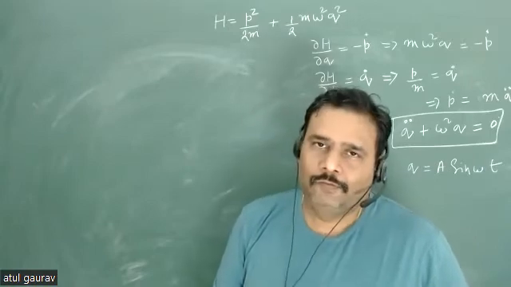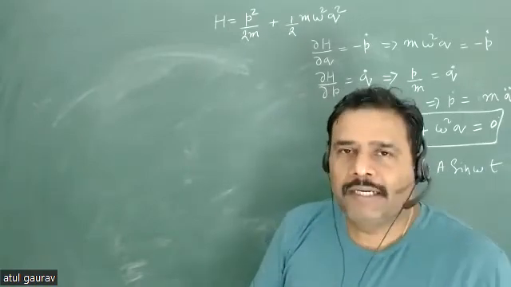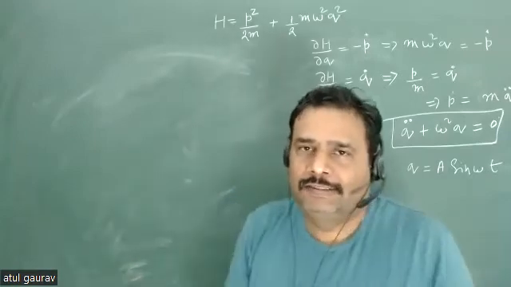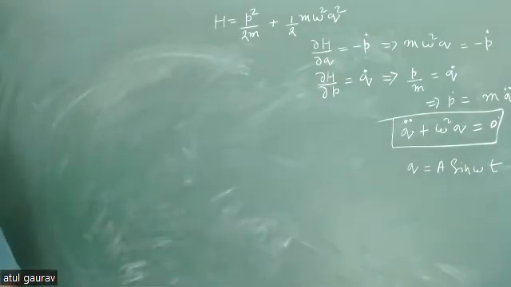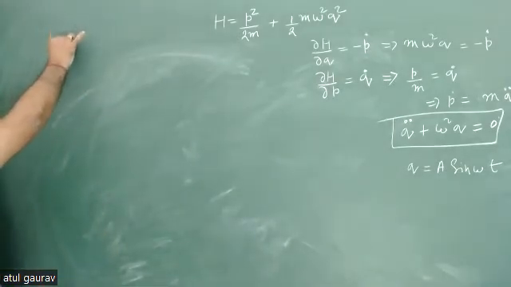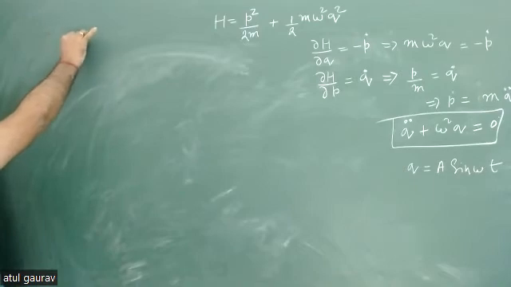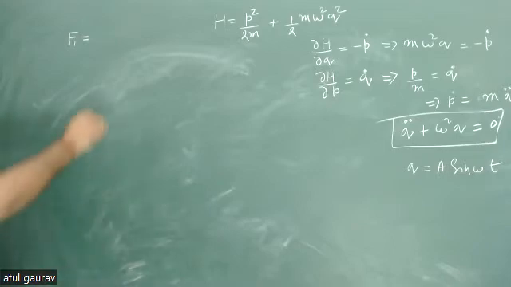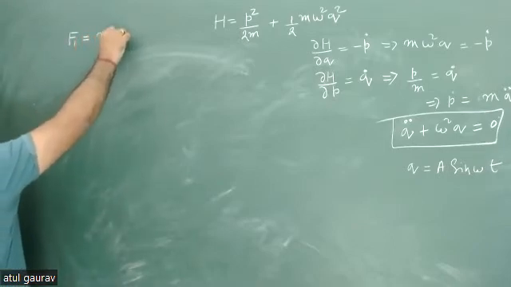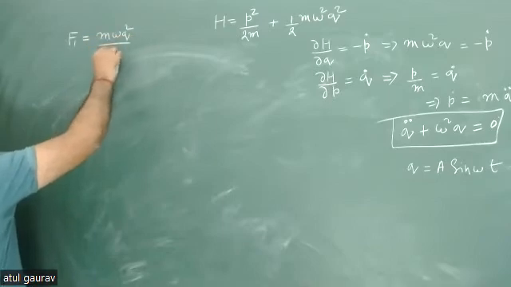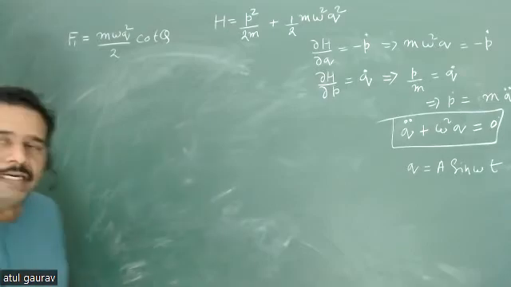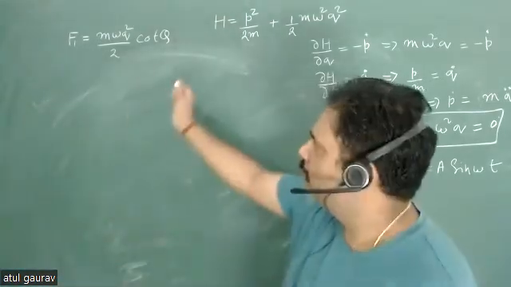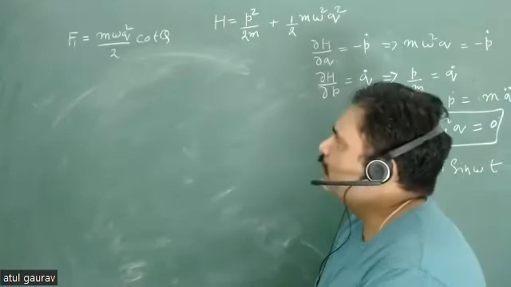Let us try to make it more simpler. ठीक है, देखते हैं इसे और भी सिंपल करने की कोशिश करते हैं. So let us go for an F1 type generating function. So what is your F1 type generating function? We are just going to use the F1 type generating function m omega q square by 2 cot Q. Suppose this is my F1 type generating function.